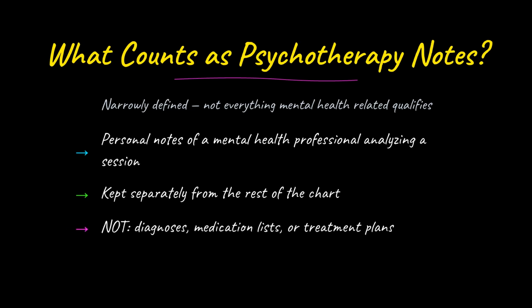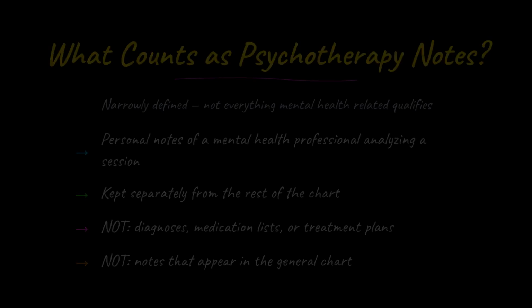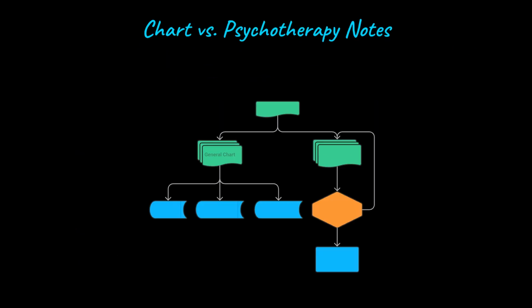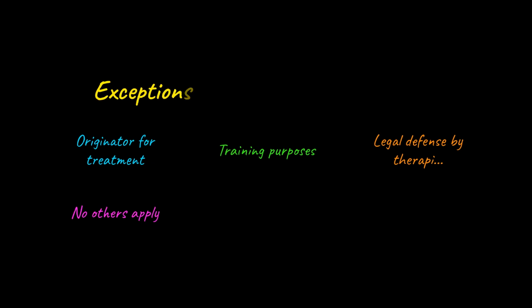Diagnoses, medications, and treatment plans live in the general chart and are governed by the standard authorization framework, even when they relate to mental health care. Operationally, psychotherapy notes are stored in a separate location, physically or in a separately controlled section of the EHR. A release request that authorizes the general chart does not automatically include psychotherapy notes. A second specific authorization is required for those notes alone.